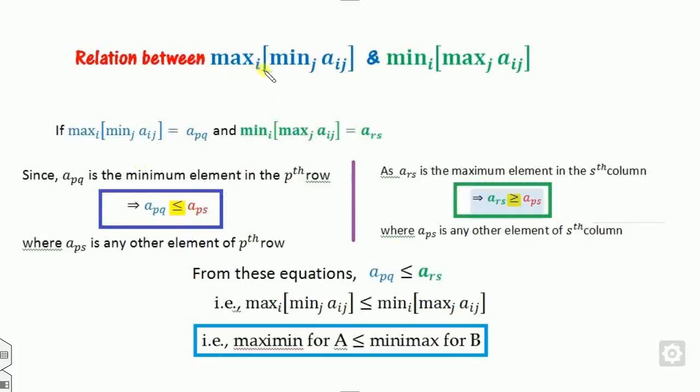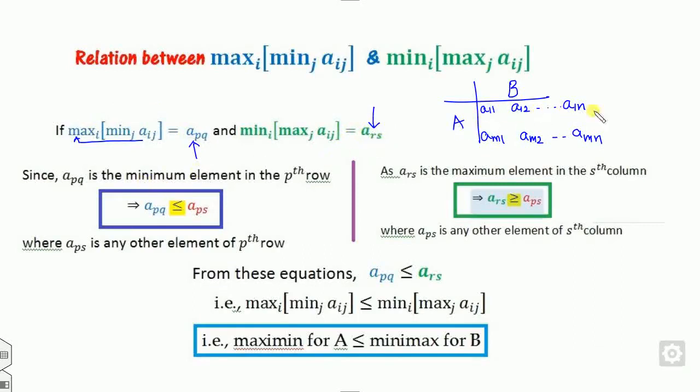So what is the relation between the maximin and the minimax? The maximin is always less than or equal to the minimax. How is that? Assume this is player A and this is player B, with entries a11, a12, up to a1n, and down to am1, am2, and amn. Firstly you find the minimum in each row and then take the maximum. I denote it as apq, while for the column-wise maximum I represent it as ars.